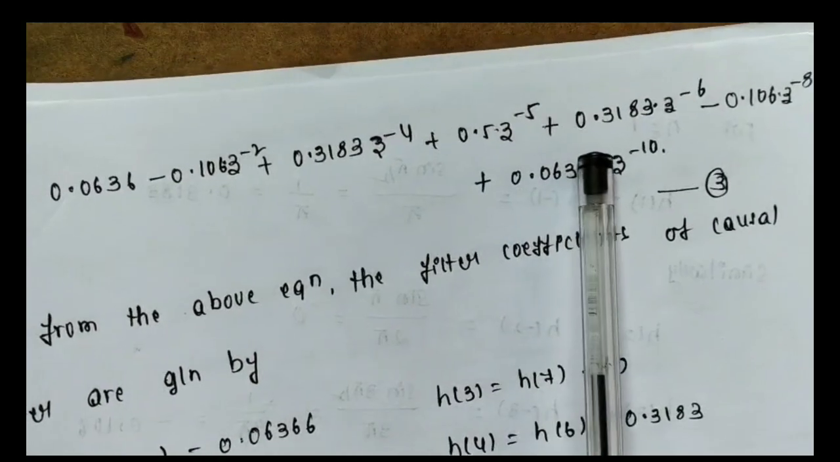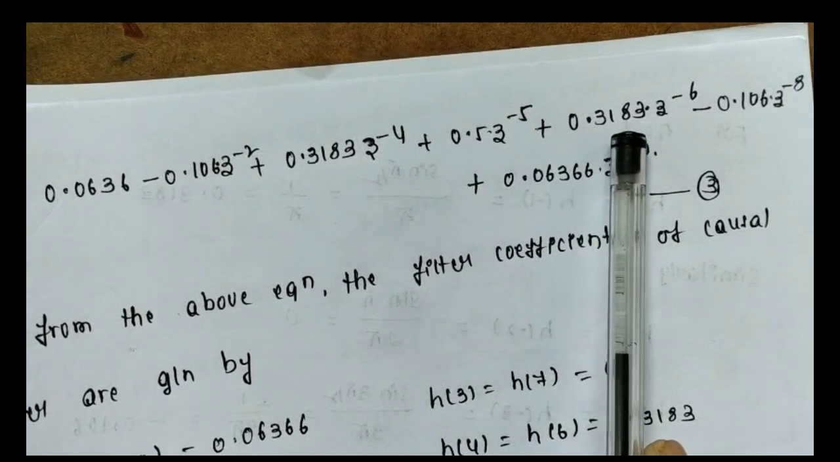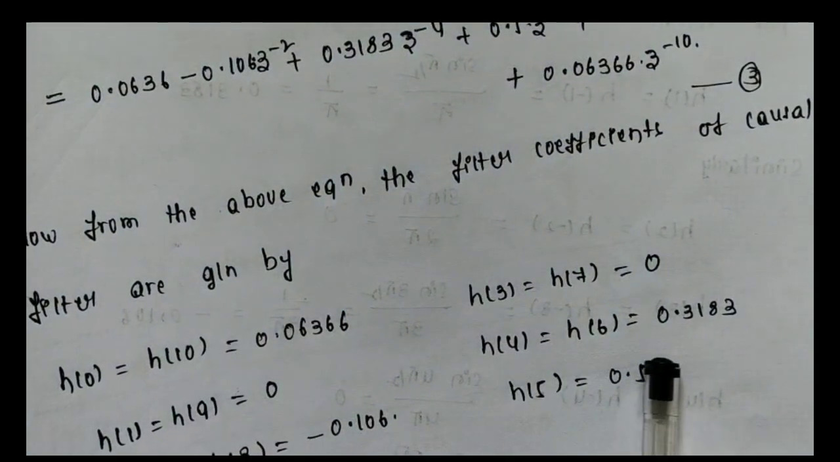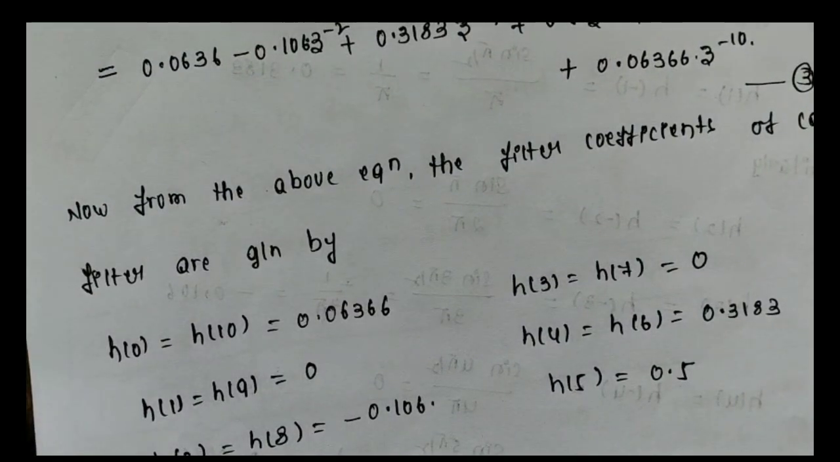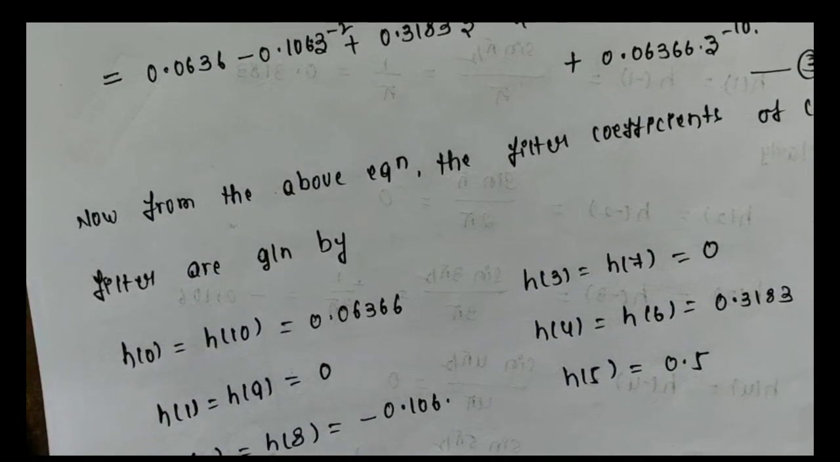0.3183 and h of 6, z power 0.3183. So both are same. So h of 4 and h of 6 is equal to 0.3183 and h of 5 is equal to 0.5. So this is the way of realizing the filter.